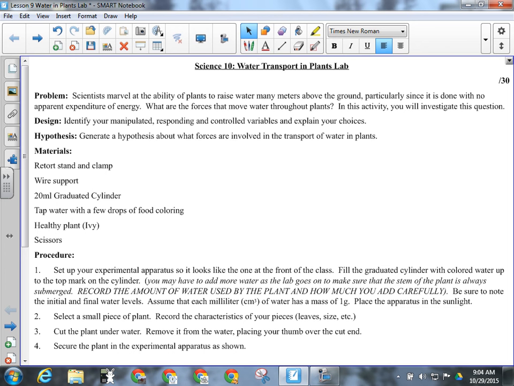Okay, for our hypothesis, we want to talk about the forces involved in the transport of water in plants. So that's probably what our if part should talk about. The if part should say this is what we think is the way that plants transport water. The and part will describe the experiment. The then part's going to have to talk about what you think your predicted observations are.